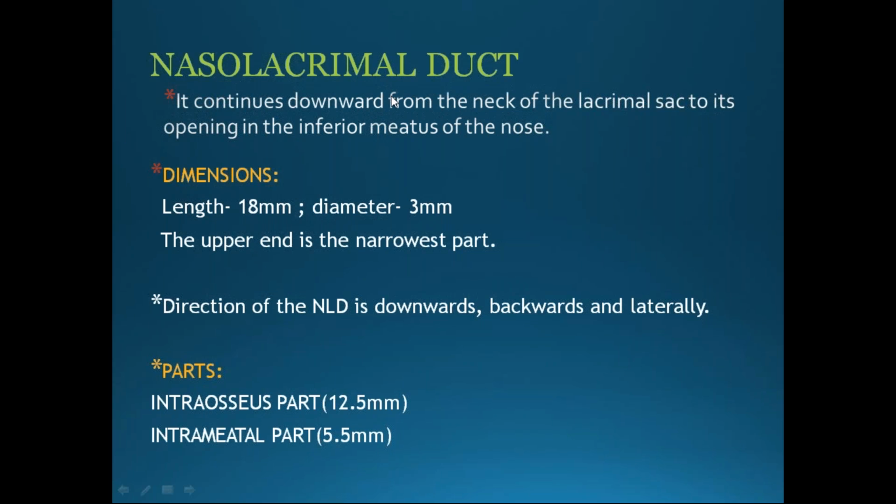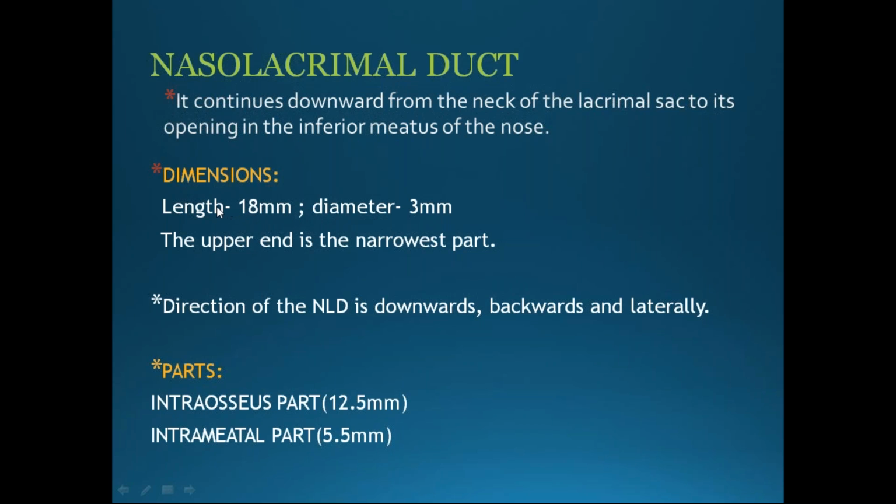Nasolacrimal duct. It continues downwards from the neck of the lacrimal sac to its opening in the inferior meatus of the nose. Its direction is downwards, backwards, and laterally, into the inferior meatus of the nose.